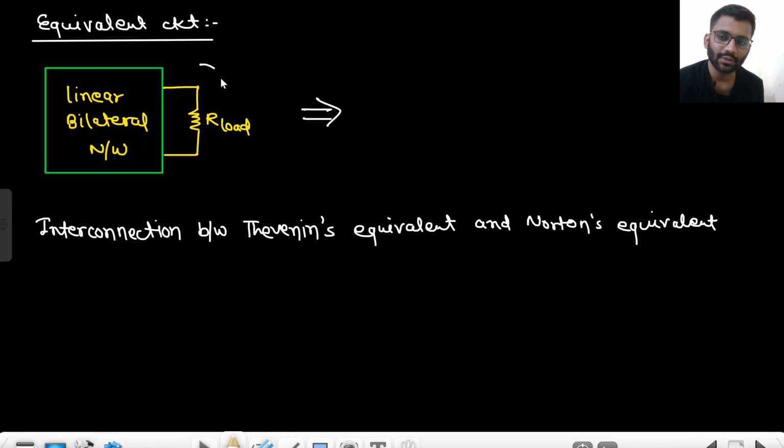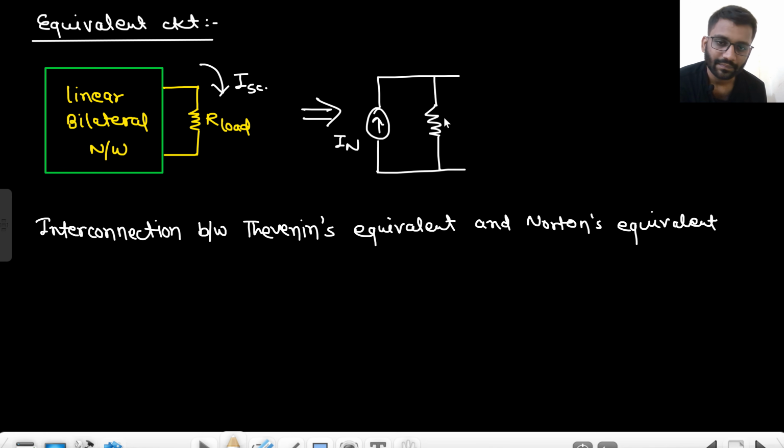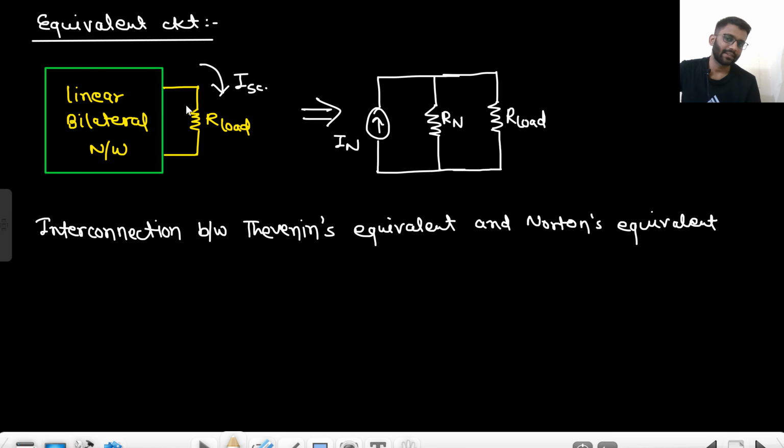So now what is the equivalent circuit that we have already seen? Let's assume your short circuit current is in this direction, ISC. And now you will be replacing this bilateral network, right? So the direction of current will be upward. Why is it so? Let me draw the complete circuit, then I will tell you. This is IN, this is RN, and this is R load. So this is your ISC, right? If you short circuit, this should be the direction of ISC.